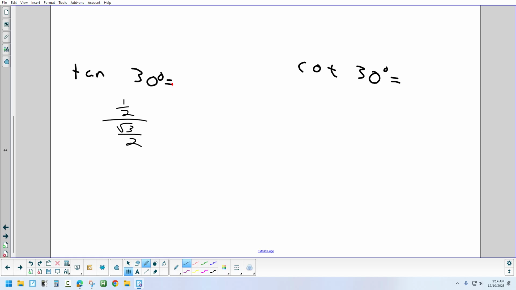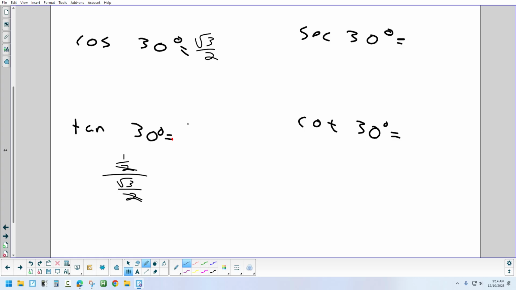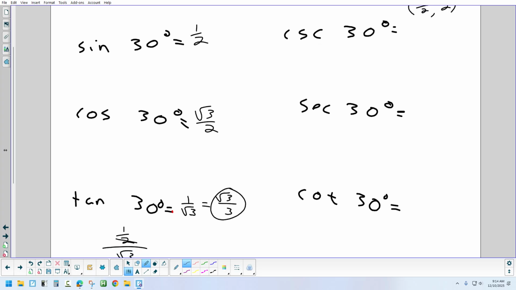When you divide those, what's going to happen? Yeah, the 2's cancel, because you'd flip and multiply, and you'd be left with 1 over root 3, which we need to fix to be root 3 over 3. So that's the tangent of 30 degrees, root 3 over 3.